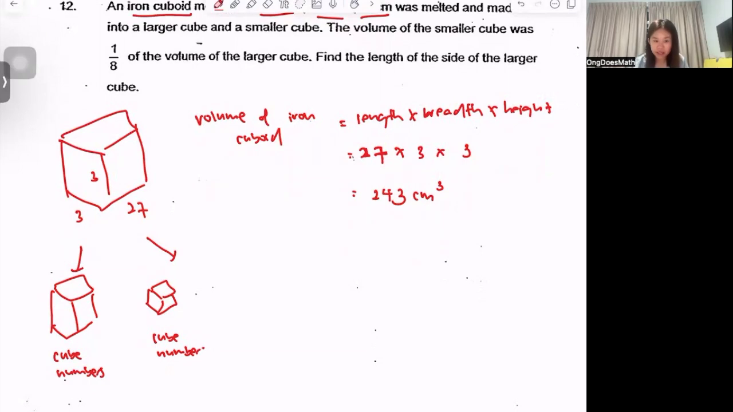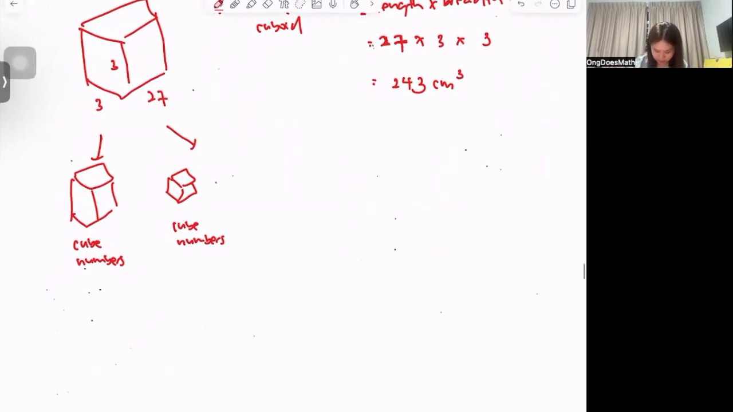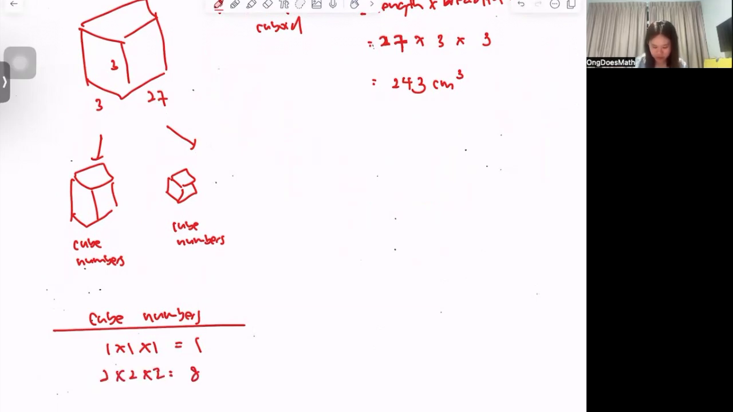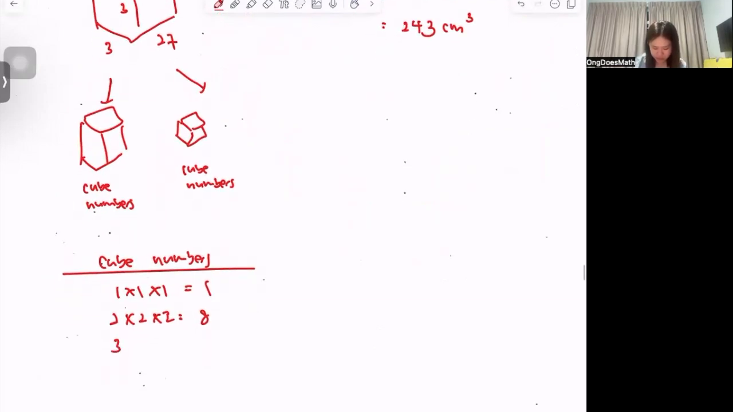So cube numbers are things like this. 1 times 1 times 1 is a cube number. 2 times 2 times 2, which is 8, is also a cube number. Length times breadth times height. So 3 times 3 times 3, which will give you 27, is also a cube number. So all these are called cube numbers. And the volume is one of these, for instance.